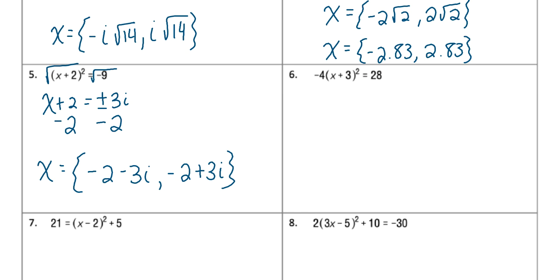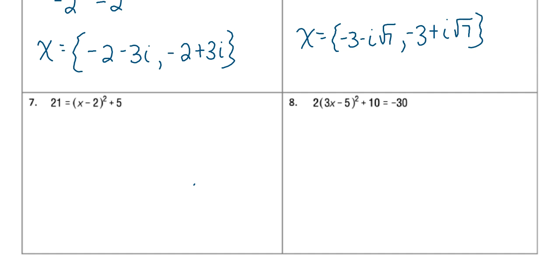Okay, so number 6, the answers you're going to get, I'm not going to go through it, but you would get solutions of negative 3 minus i root 7 and negative 3 plus i root 7.